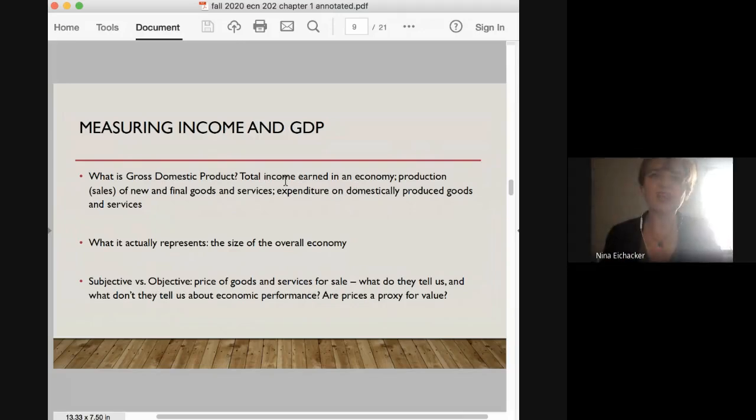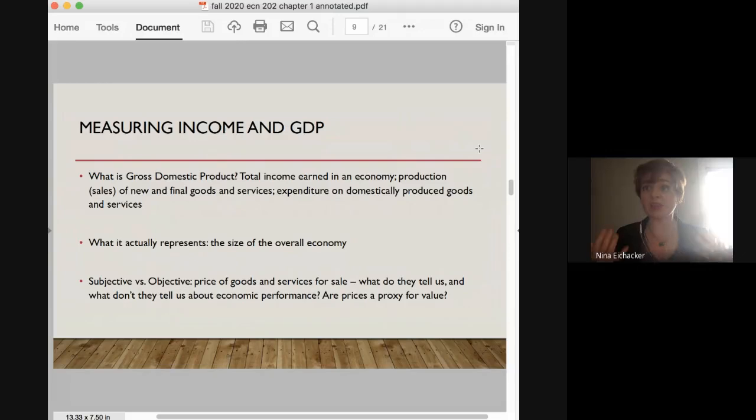And then finally, it measures expenditure on domestically produced goods and services. So how much is everybody in our economy spending on stuff? And we don't distinguish between good spending, which would be on stuff like cars or houses or clothing or fun stuff that you would want to spend. We don't distinguish between that and spending on, say, healthcare.